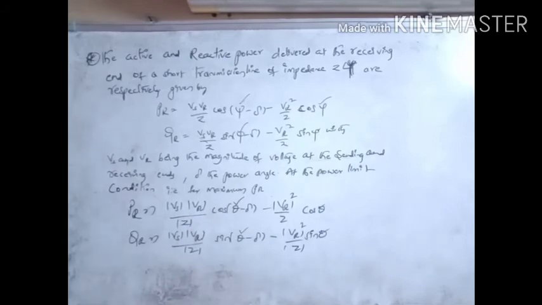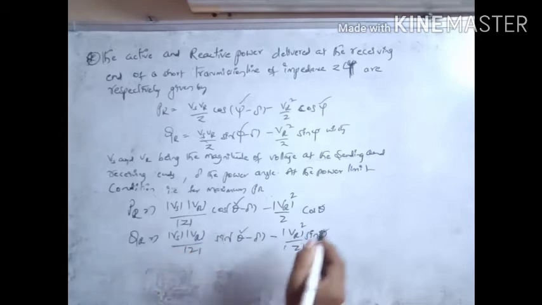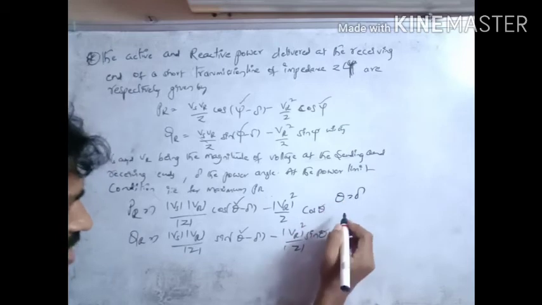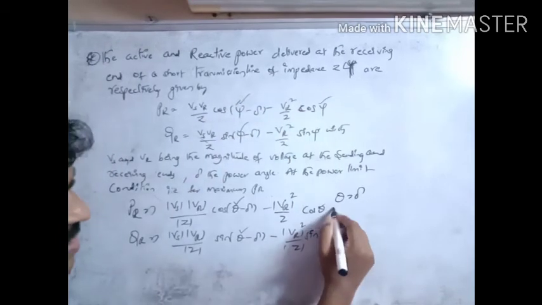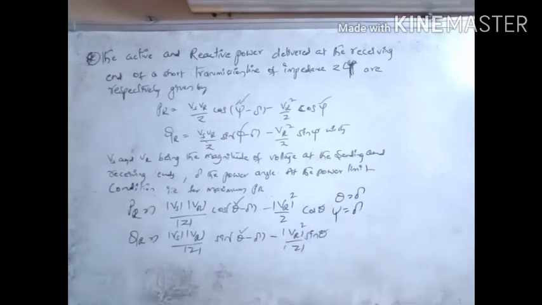So for this problem, if we have to calculate the maximum power limit, the maximum receiving end power will be maximum when theta equals delta. That means here, since it is given as psi, psi equals delta only, we will get the maximum power limit.